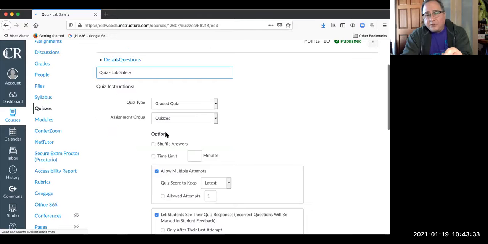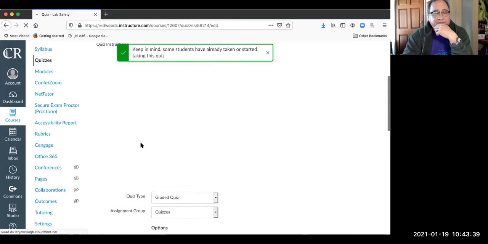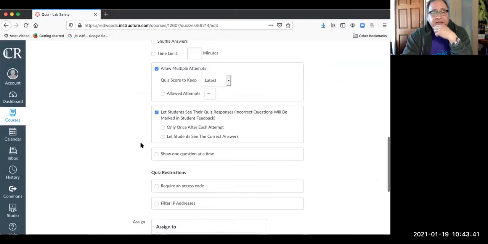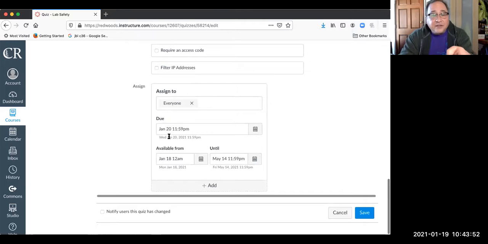I'm allowing multiple attempts, and the quiz score to keep is the latest. And you can see your responses. Now, when this lets you see your responses, it just lets you see that you submitted an image, that's all. Okay. And you have until the 20th to get it done at 11:59. All right.